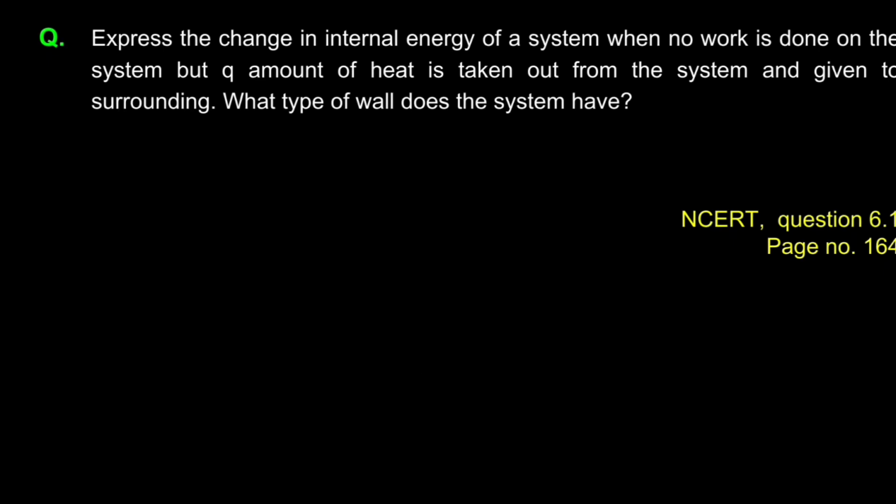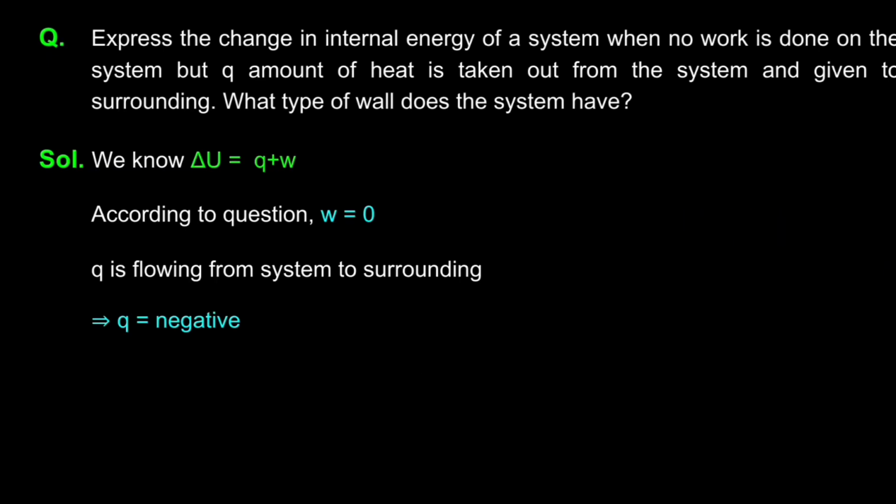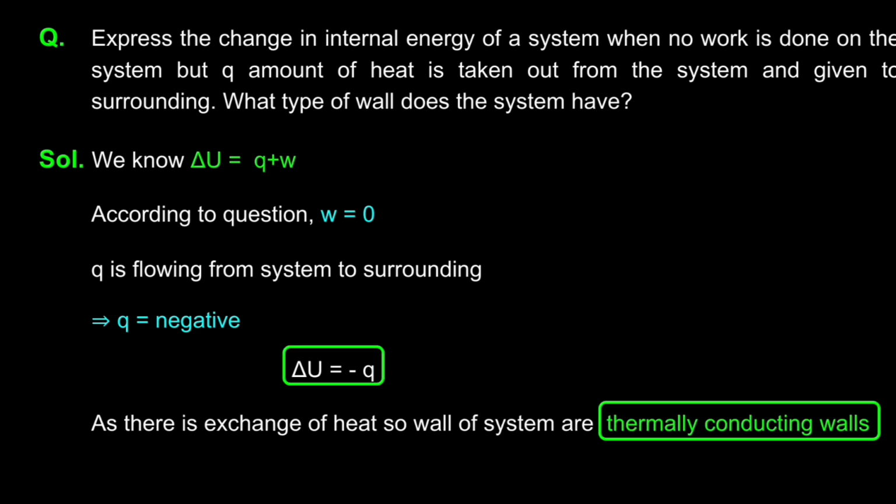So now let's see what the answer will be. Since we have not done any work on the system, the value of W will be 0, and the system has lost heat, so by convention the sign of Q will be negative. The change in the system's internal energy is equal to Q plus W. Because of that, the change in internal energy becomes minus Q, and the system can lose energy, which means the walls of the system are conducting.